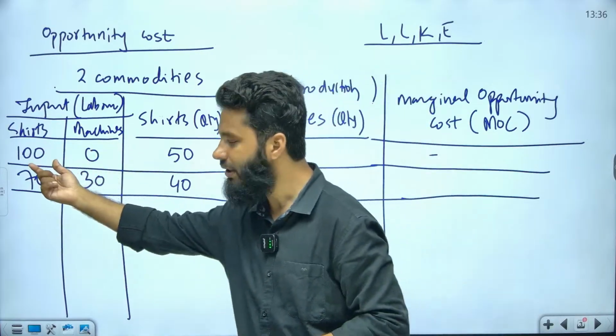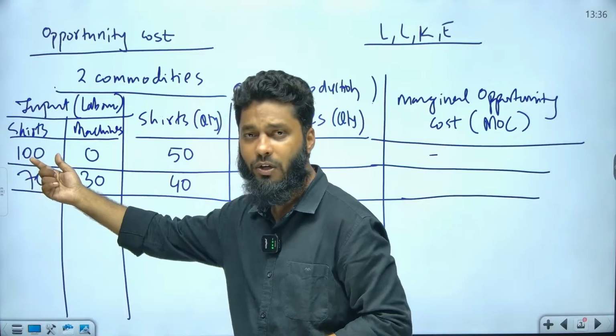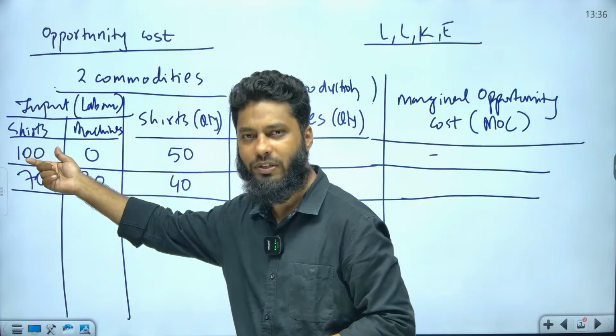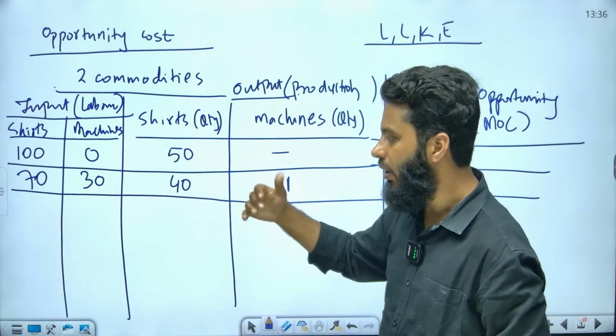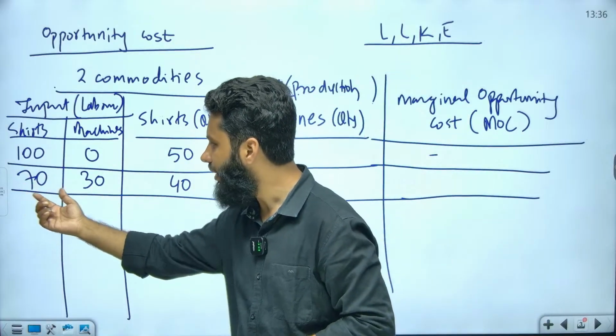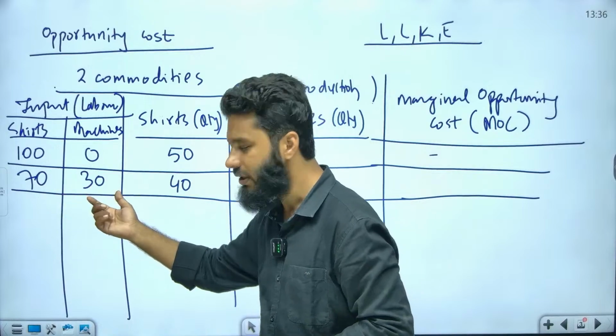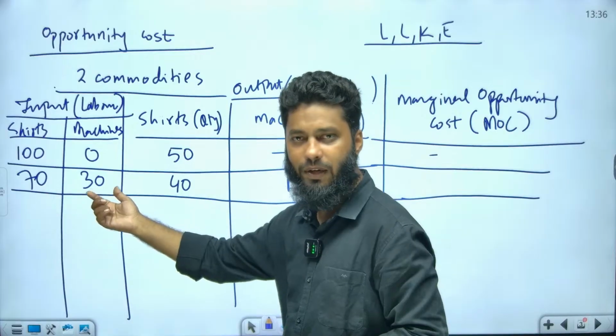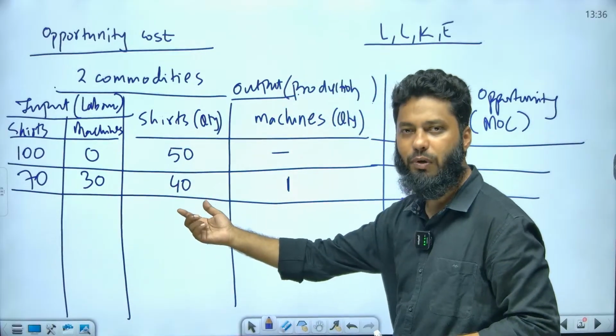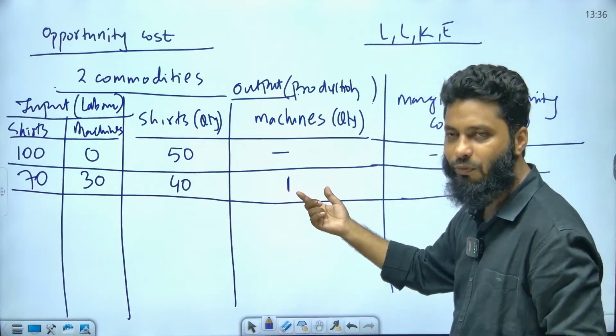So all the labor you have is diverted to manufacturing shirts. All are manufacturing shirts, and they are able to manufacture 50 shirts. Now what you have done is divert some of the labor towards manufacturing machines. So 70 labors for shirts, 30 labors for machines, and you are able to produce 40 shirts and one machine.